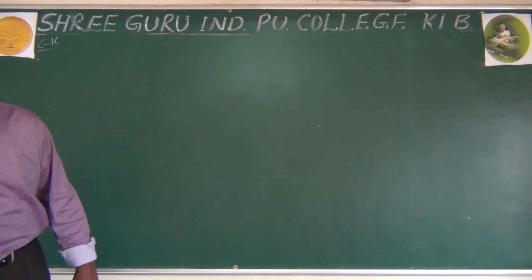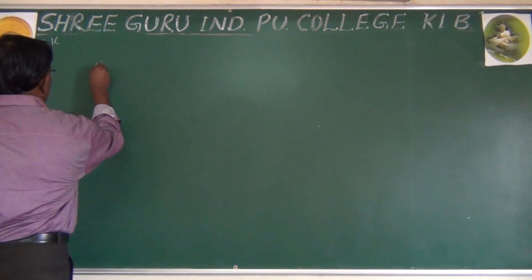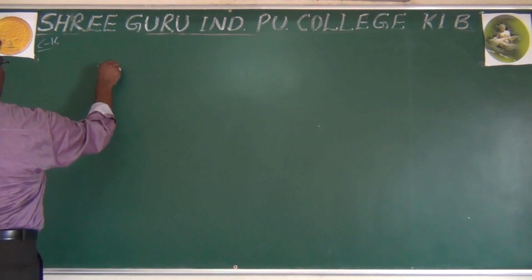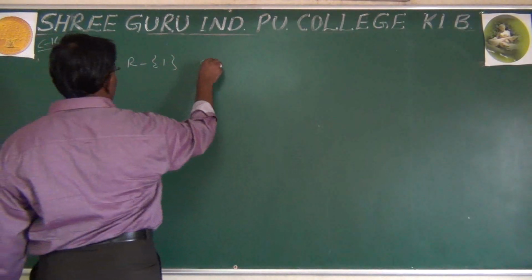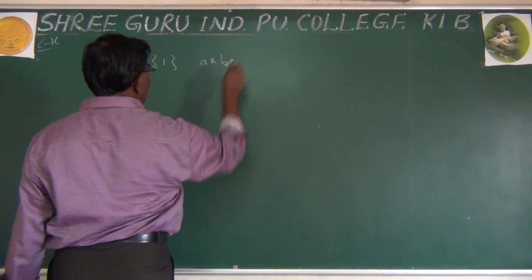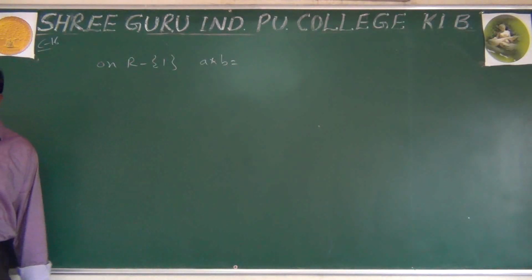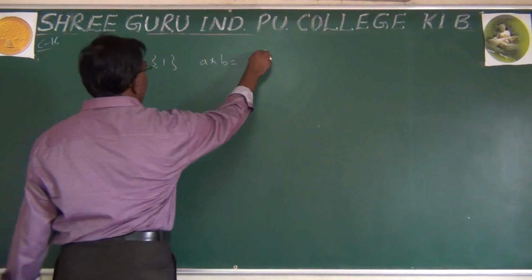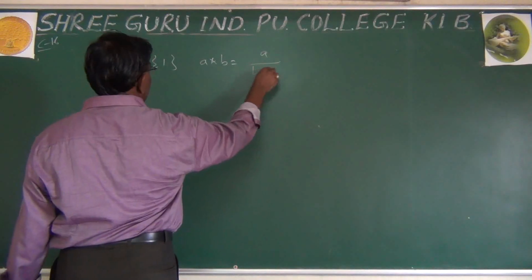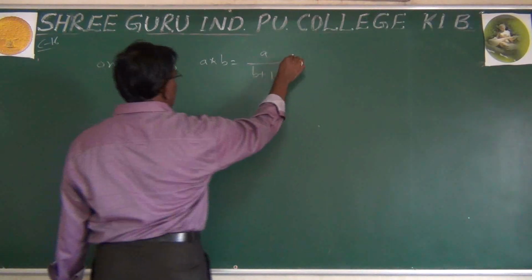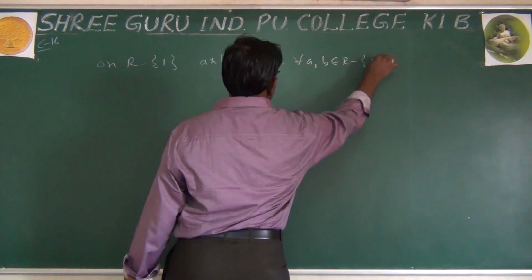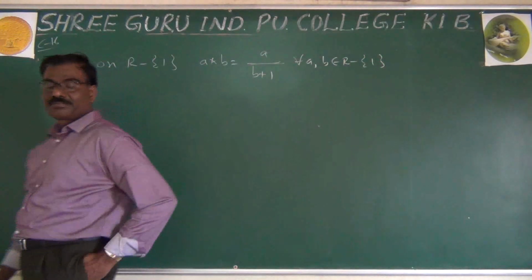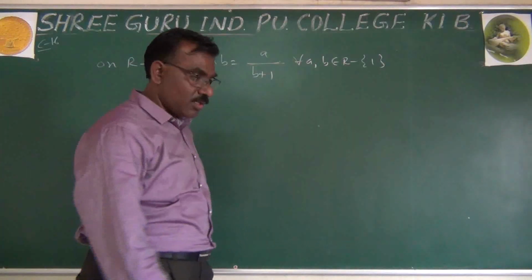On R other than 1, a star b equals a by b plus 1. For all a, b belonging to R other than 1.